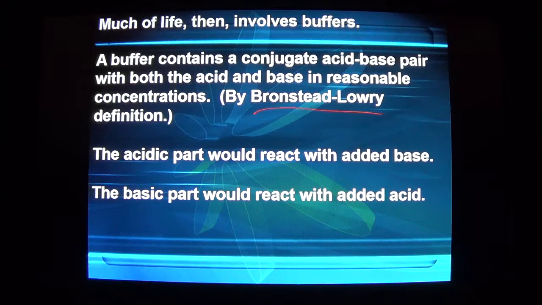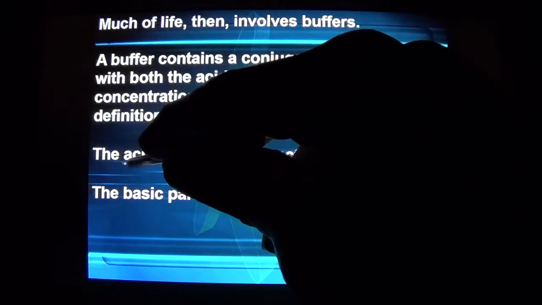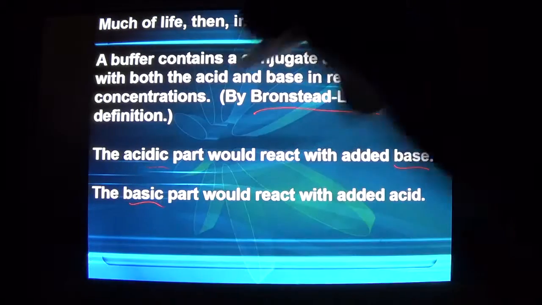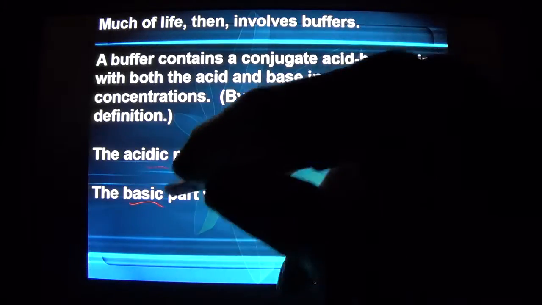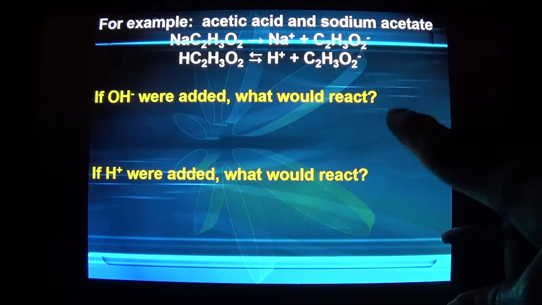So the point of a buffer is that there's some acid hanging out. If you add any base, the acid that's hanging out would react to neutralize it. But there's also some base hanging out, and so if you add any acid, the base that's just hanging around would neutralize it. So the idea is you could add acid or base after having a buffer, and it would still neutralize, greatly minimizing the change in pH. Okay, so that's what a buffer is.